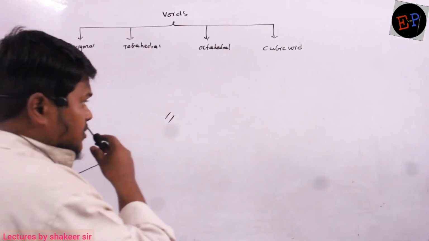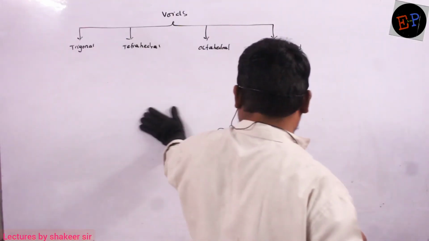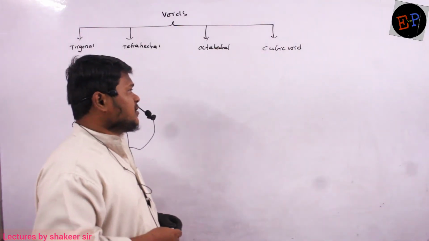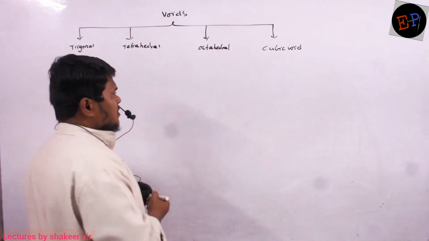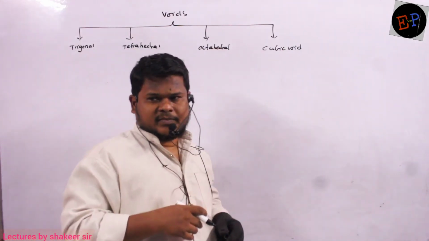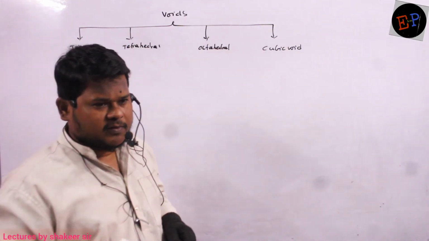Okay? So in the last class we studied about 3 types of voids, and their contributions, positions, and how they are formed. So the last void is the cubic void. Where will this cubic void be formed? Tell me. Cubic void, where will it be formed?